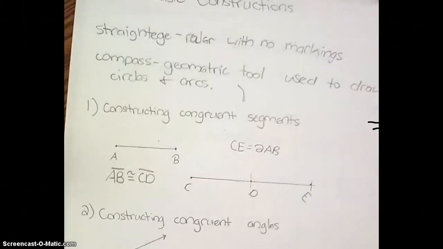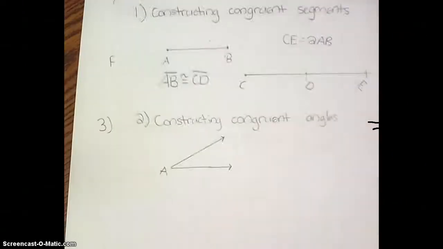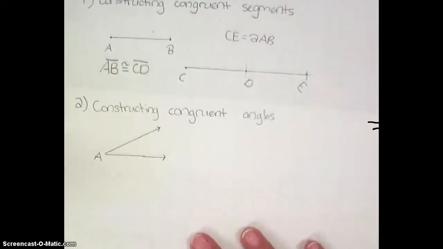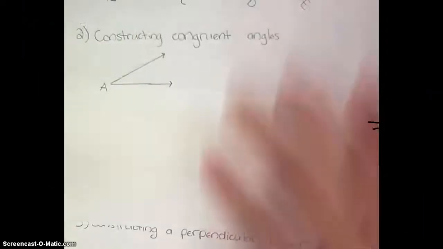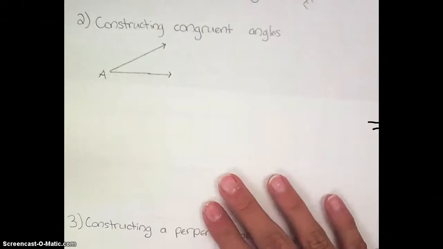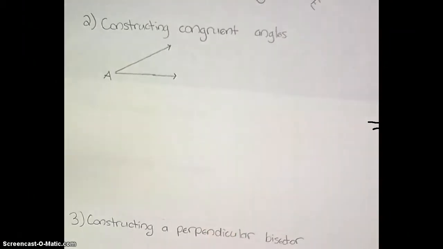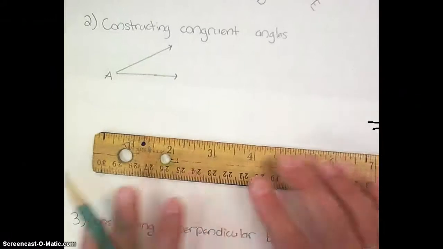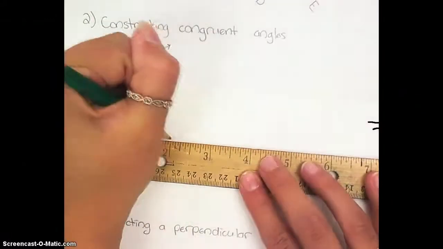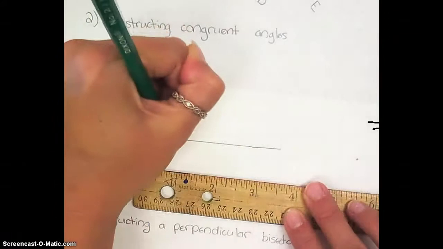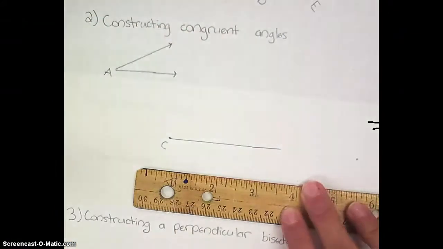All right, the next thing we're going to look at is constructing congruent angles. All right, I want to get 2 angles that have the same measure here. So in order to do that, the first step is the same as constructing a segment. Draw a straight line. Okay, straight line segment, label the end C or some other letter, it really doesn't matter.